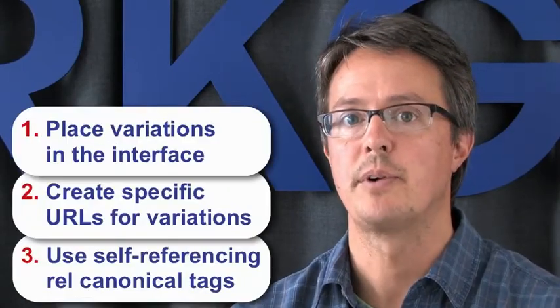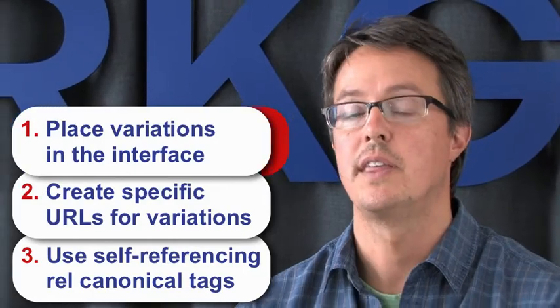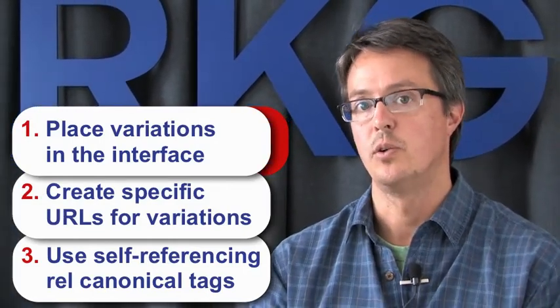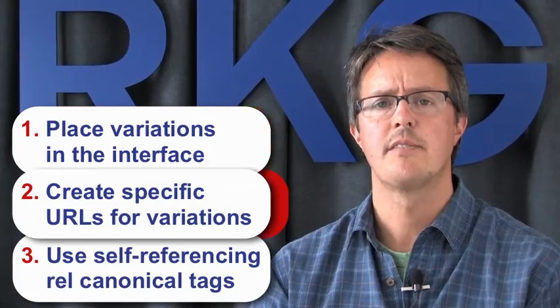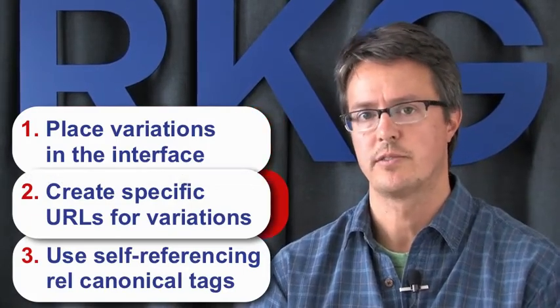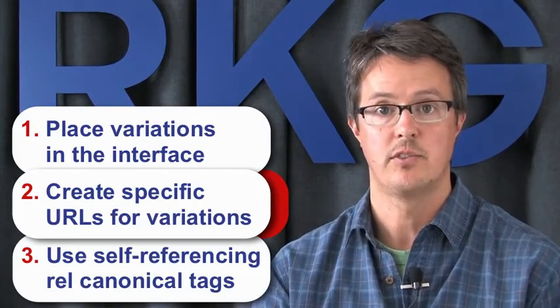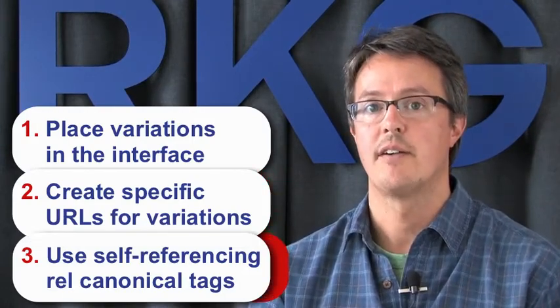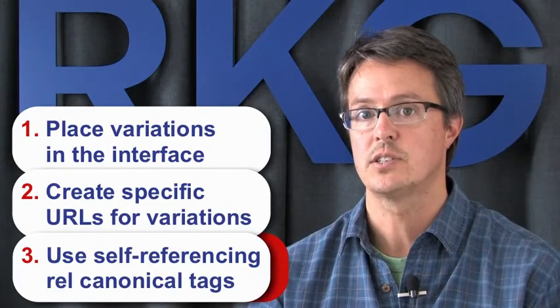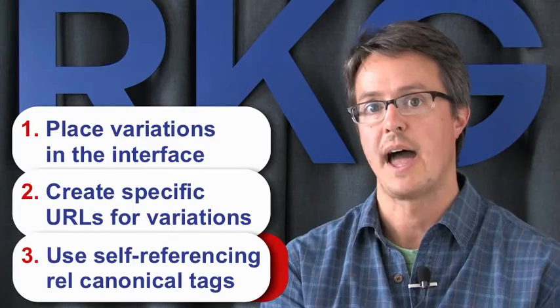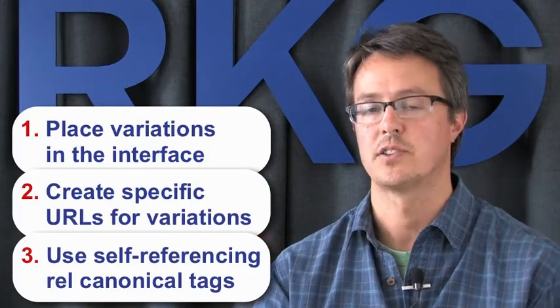So those are the three primary strategies. It's put it in the interface, with one primary URL, is probably our favorite recommendation. Second is to have specific variation URLs for each variation, but then rel canonical back to a ranking candidate version. The third is to have specific URLs for all the variations and just to keep those as self-referencing canonical so that they don't reference back to one primary candidate and they can also rank in search results. So those are the three recommendations.